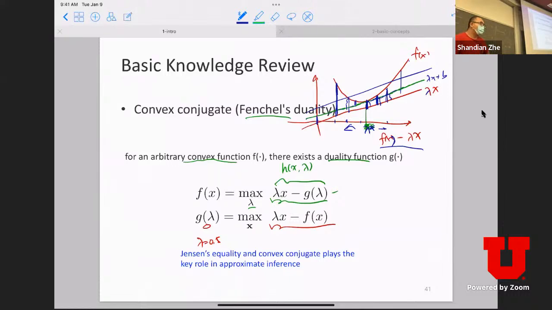Any other question regarding this? Lambda is fixed here. Remember, that's where we get this g of lambda. So we want to know at each particular lambda, what's g of lambda. So here we're going to fix lambda, and we're going to vary x. We want to know at which particular x this guy is maximum, in other words, at which particular x this distance is smallest.